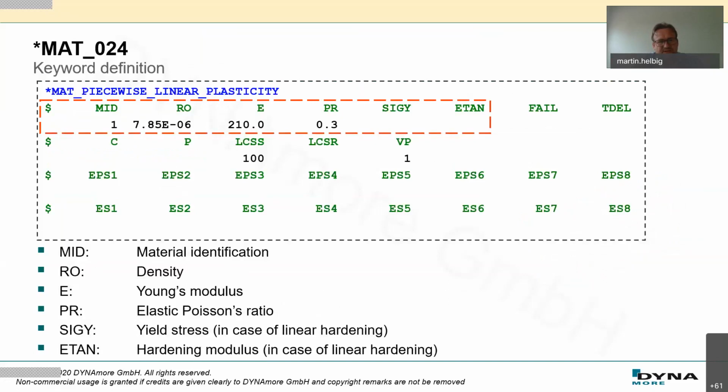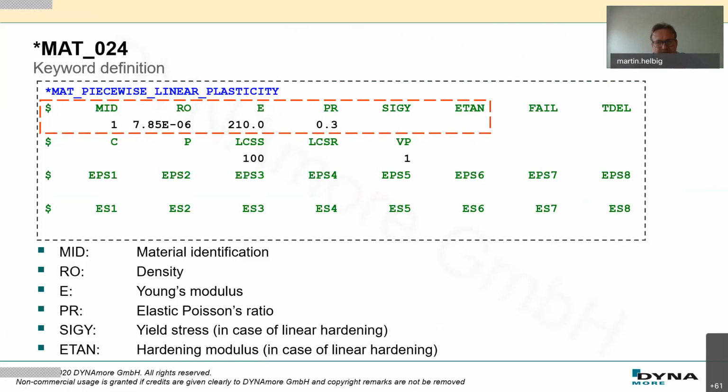So then we come to MAT24, the workhorse. I think most of you already work with it. It's the same. We start here with the material identification, the density, Young's modulus, the Poisson ratio, and you can use it also as a bilinear law. This means you have a yield stress in here, and you have a hardening modulus here, this ETAN.